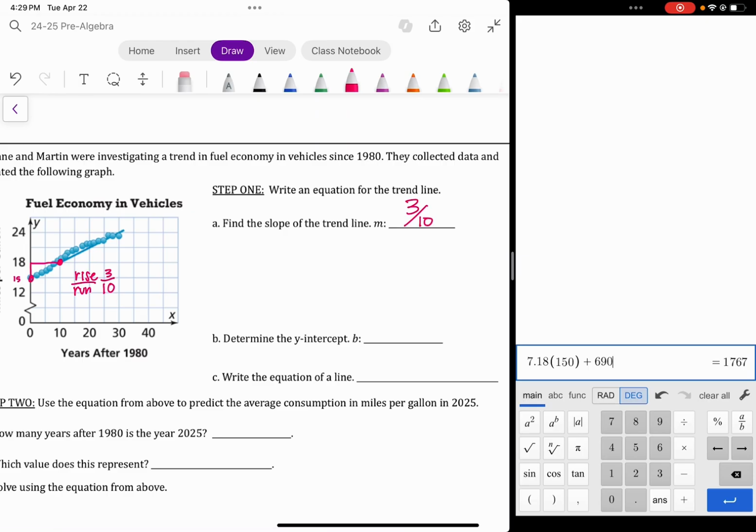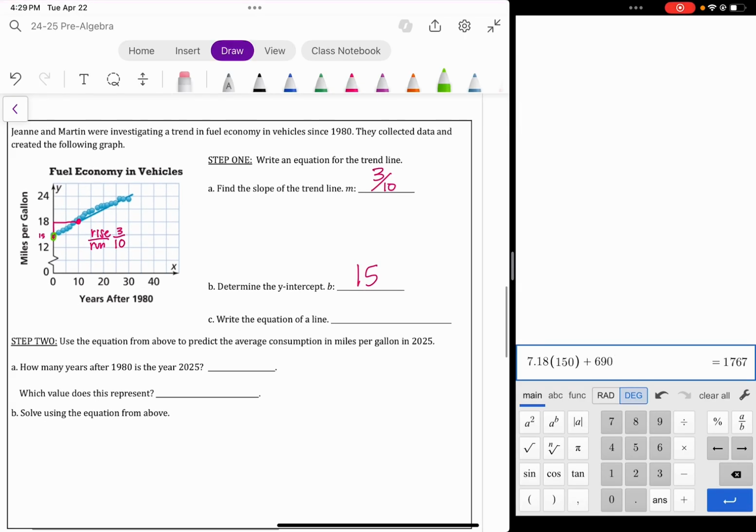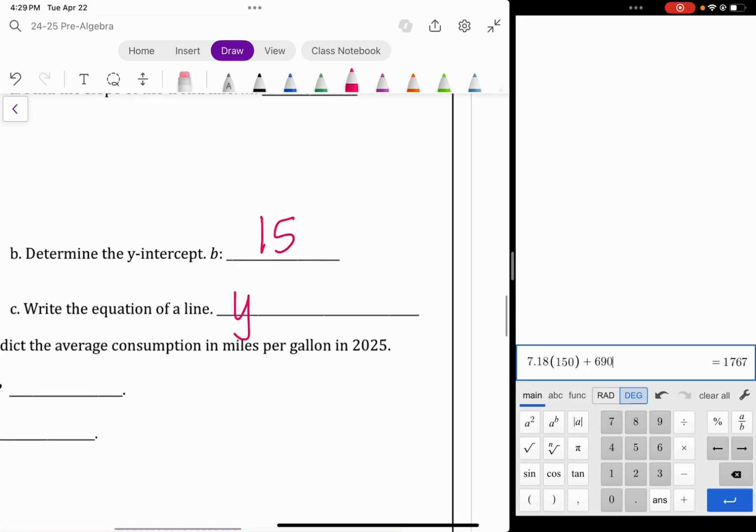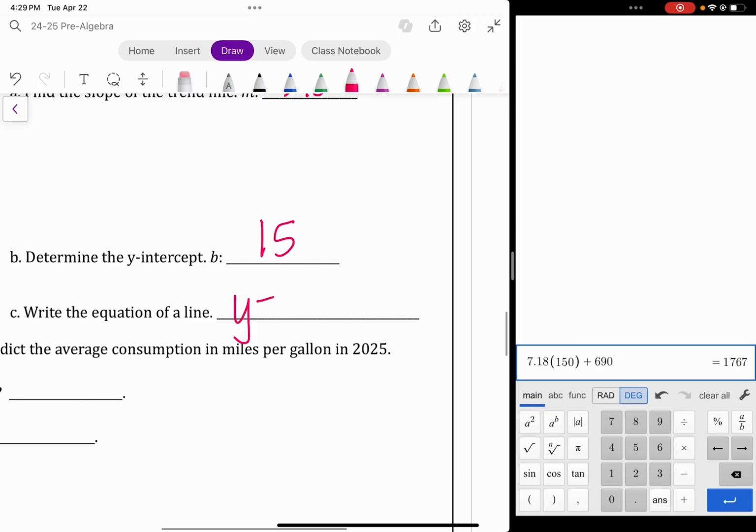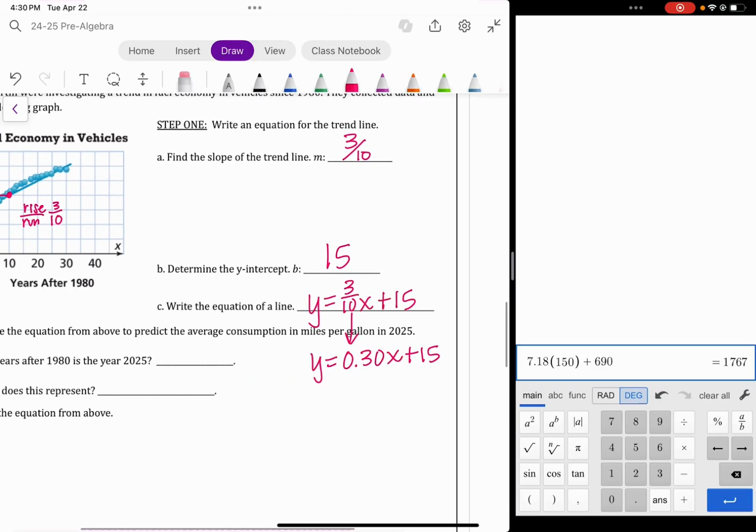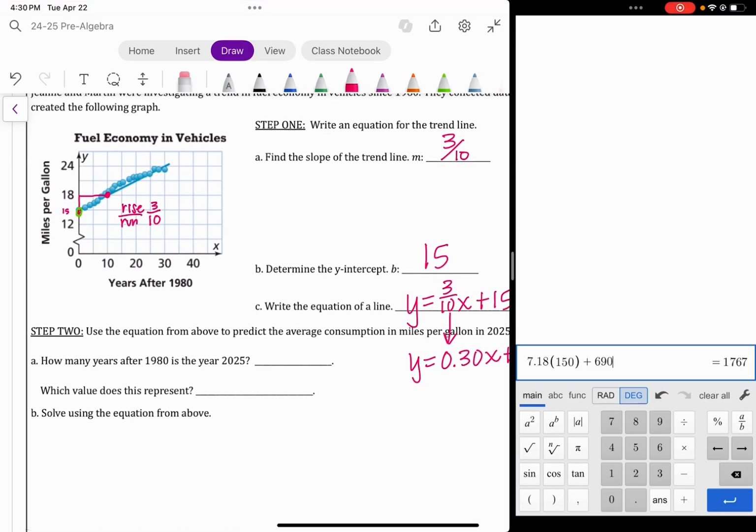Or my rise over my run, I should say. My slope is 3/10, and my y-intercept is where that crosses the y-axis at 15. So my equation would be y equals 3/10 x plus 15. If you want to use a decimal, y equals 0.30x plus 15.